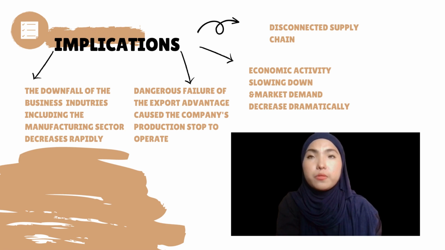Next, there is a dangerous failure of export advantage because the companies' production stopped operating, and MCO prevention measures made this industry face a challenging situation with a loss of RM32 billion. This is due to the closing order of the oil sector.